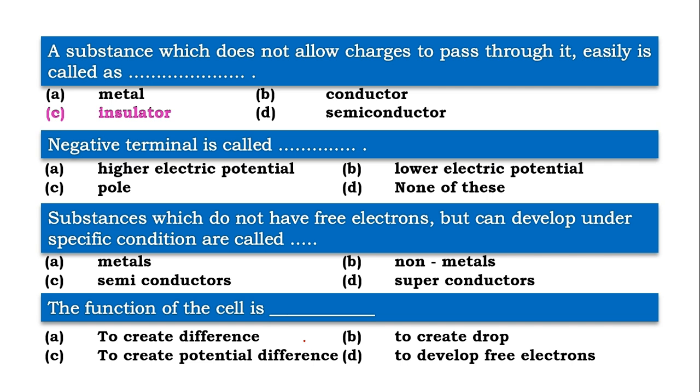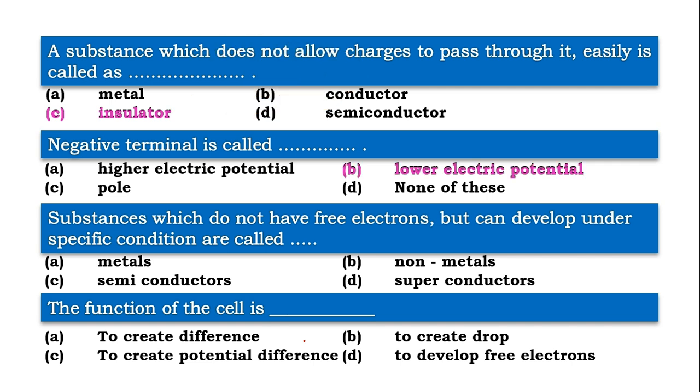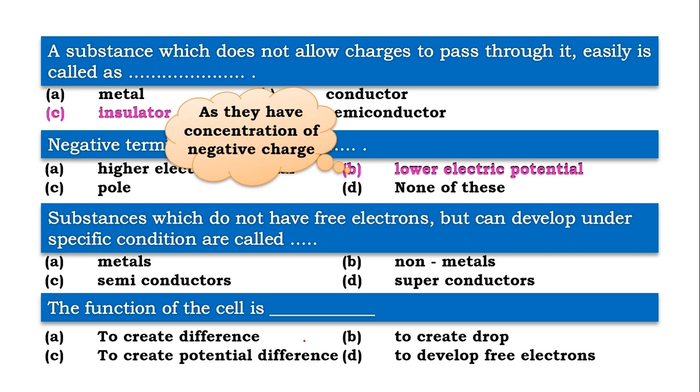Is the negative terminal called lower potential, lower electric potential or higher electric potential? The negative terminal is always called lower electric potential. Is it right? Here, as they have a concentration of negative charge, we call them lower electric potential.